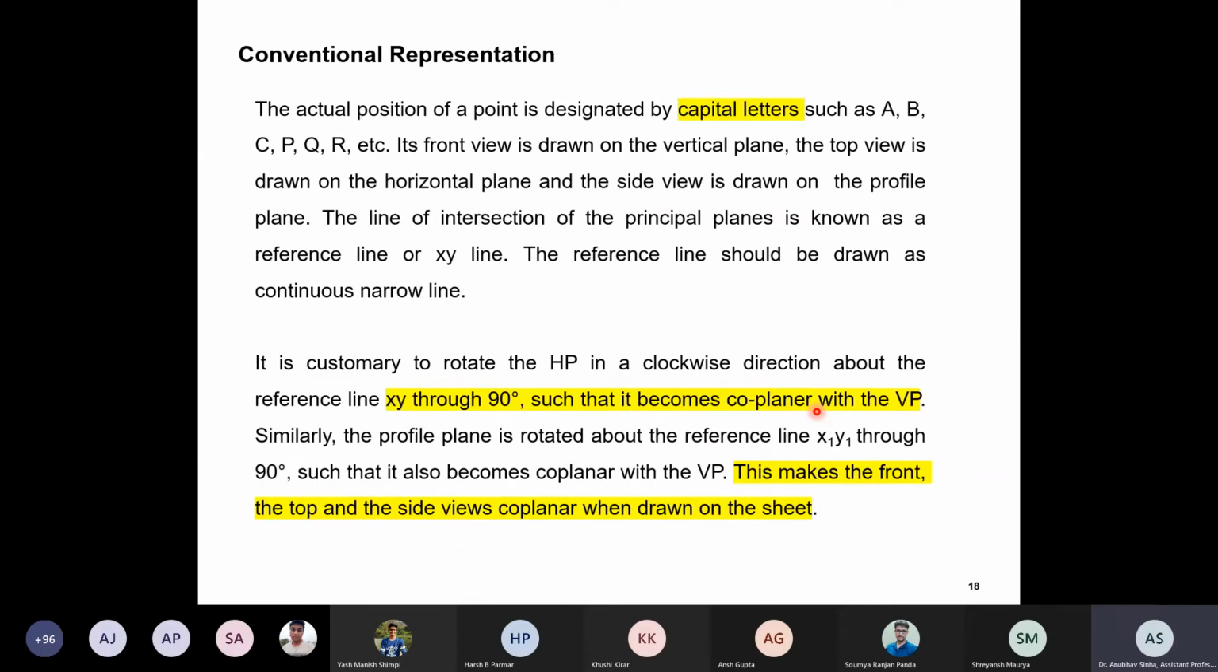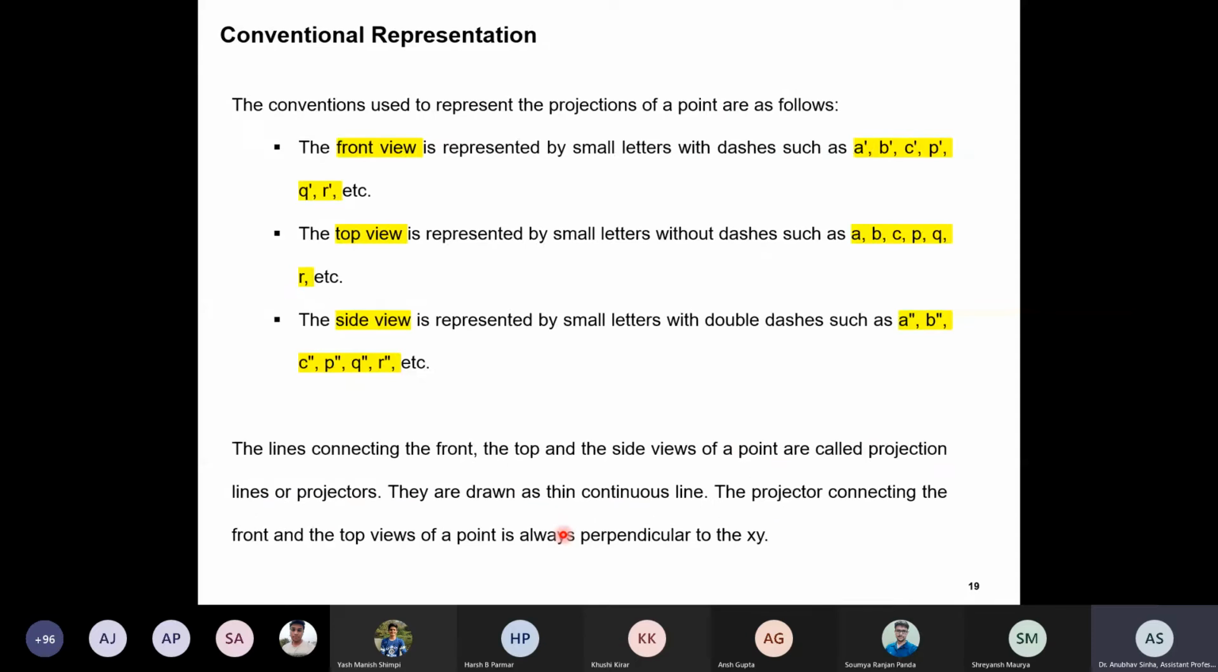Some conventional notation is there: you denote the point by capital letters A, B, C, D, and then you rotate the plane by 90 degrees, which we have already seen. For the front view of that point use A dash. For top view use small a, and side view is A double dash. That is the convention we are going to follow, and we'll see some examples.